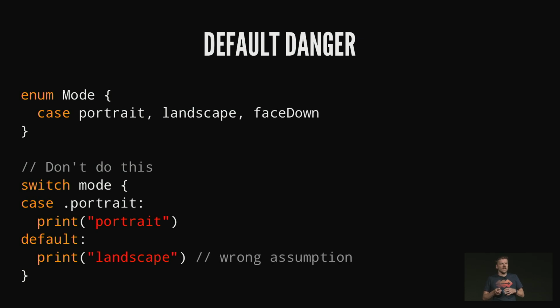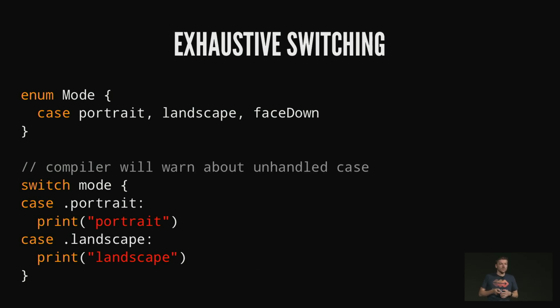The problem is that if somebody then comes along later and adds maybe another case to your enum, your logic breaks, but the compiler won't warn you. It has no way of knowing that actually your default is no longer correct in this situation. And for this reason, it's better to use exhaustive switching. So this is a really nice feature of Swift, where basically if you explicitly handle all cases and don't have a default, then if somebody comes along and adds another case, the compiler is going to warn you that that case hasn't been handled.